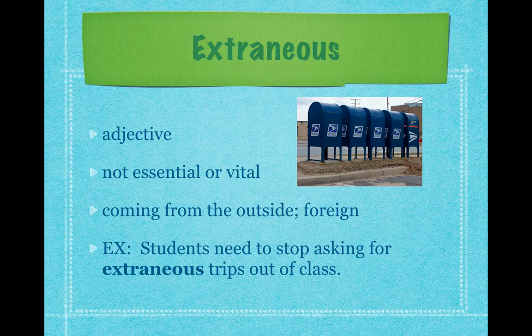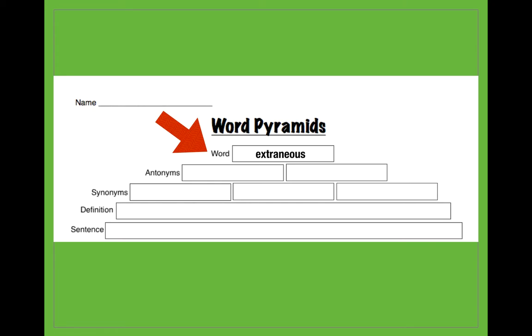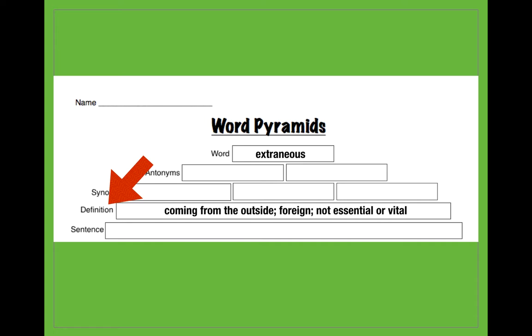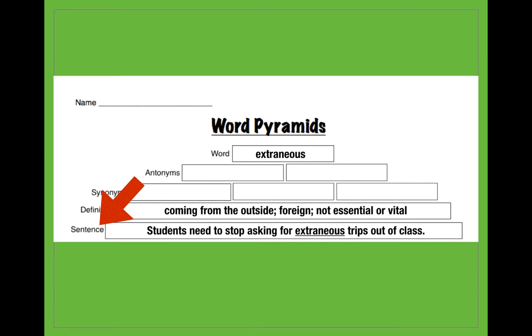Now, this week, you're going to be using word pyramids as your vocab strategy. So you're going to write the word extraneous in the top box. As you can see, this kind of forms a pyramid, but we're going to jump around a little bit, and I would recommend you doing the same when you're filling out these word pyramids on your own. Once you write the word in the top box, you can then go down to the definition, which again means coming from the outside, foreign, or not essential or vital. Then I like to skip to the sentence, and I just use the sentence that I showed you on the slide, but if you'd like to create your own sentence or use a sentence from the workbook, that's fine too.